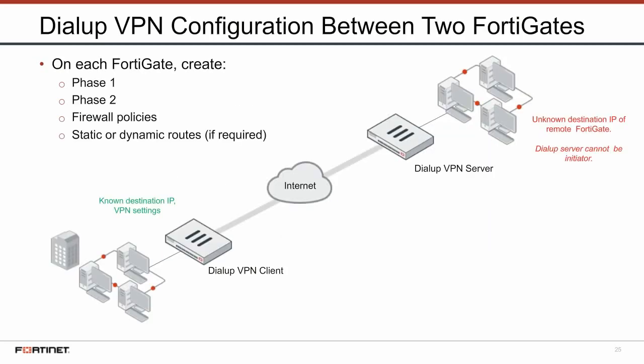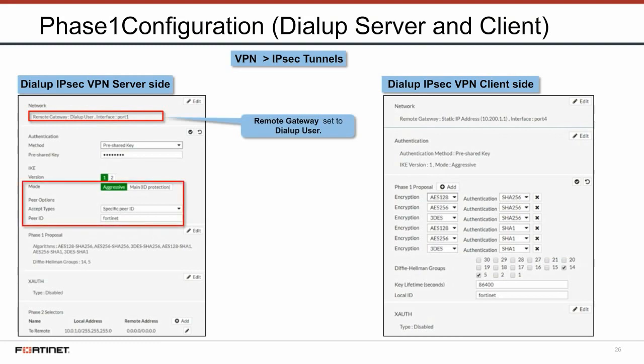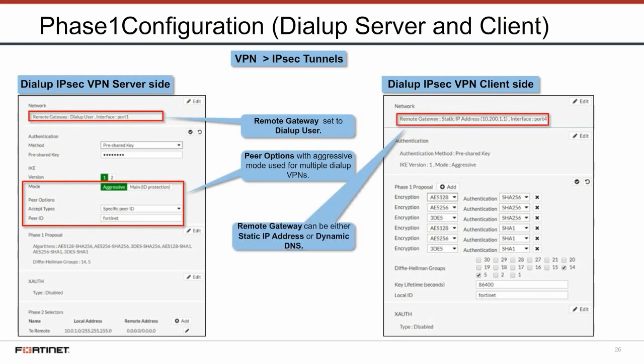Now you will configure point to multipoint, called Dialup VPN, on the GUI. The settings that you must configure are as follows: a Phase 1, at least one Phase 2, firewall policies, and if required, static routes or a dynamic routing protocol. You'll start by configuring the Phase 1 for the Dialup server. The remote gateway setting must be set to Dialup user. If the Dialup server contains multiple Dialup VPNs, select Aggressive as the mode. The use of peer IDs is required.